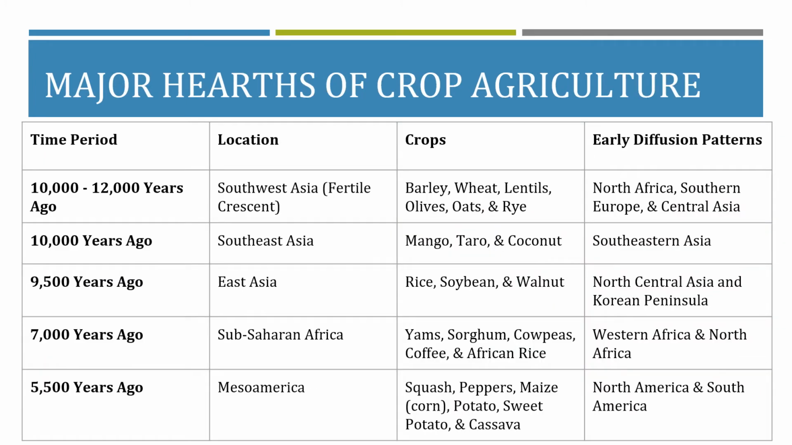So here is a great chart that shows what crops were domesticated and where they were domesticated during the first agricultural revolution, again, also known as the Neolithic Revolution. So you do need to know when and where these things take place.